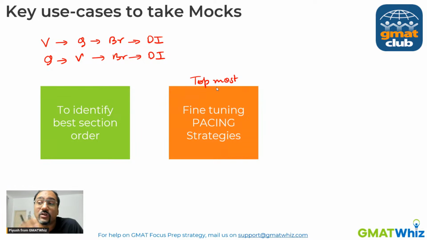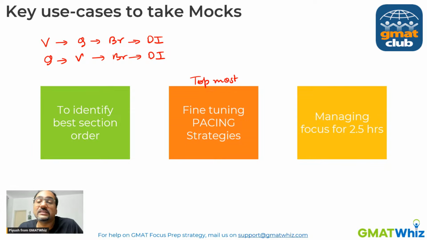Because before that, I was only focusing on how well I can score in a mock so that my actual score is good. But I took that mindset away and I focused more on the pacing, and that's what helped me eventually get to a 695 in the actual GMAT. And I'll go deeper into the pacing strategies. There are a lot of things that we have to cover in that.